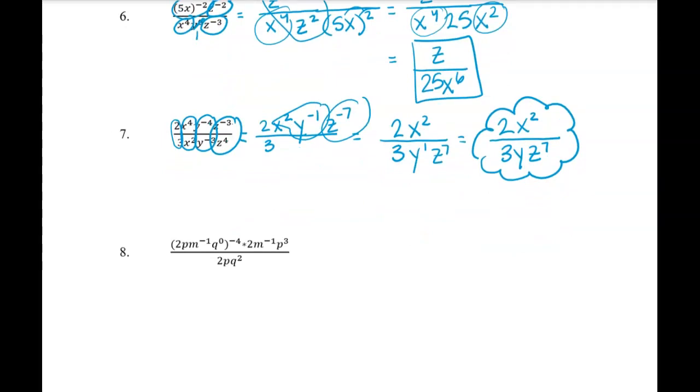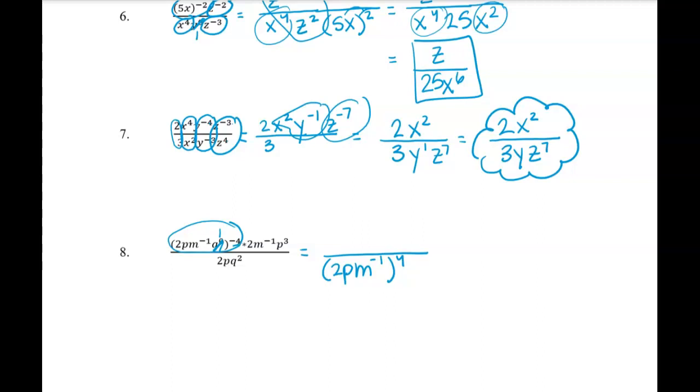All right, next one, last one. So first, q to the 0 is 1, so it's gone. This is looking kind of icky, so let's just start somewhere. I would like to put this whole thing on the bottom and make that -4th exponent positive. So I'm going to put a 2p m to the -1st, that q to the 0 is gone, to the power of 4, because now I've moved it. Okay?